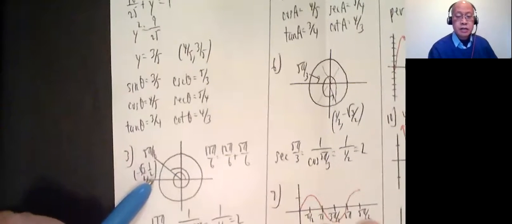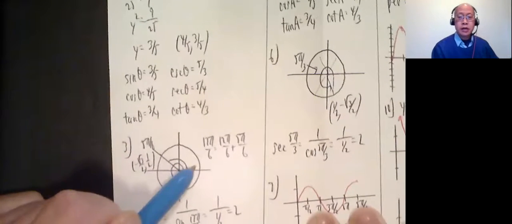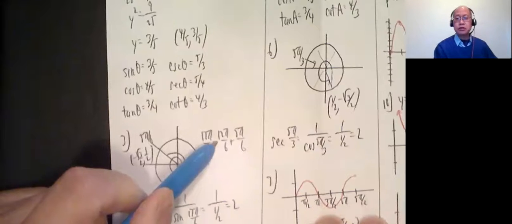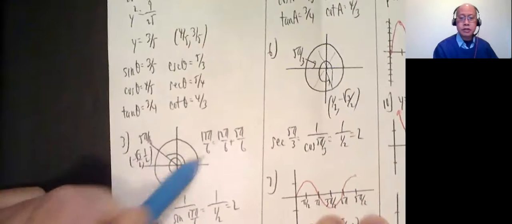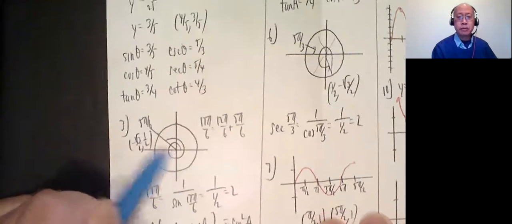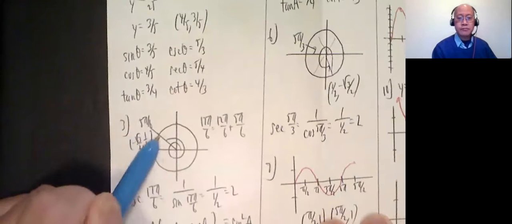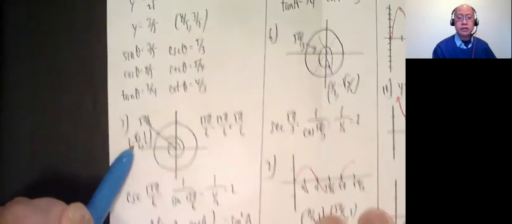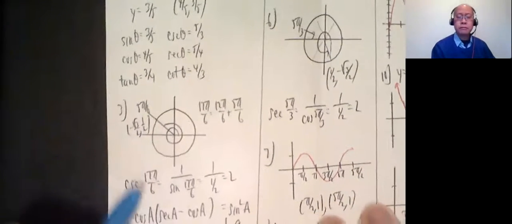Number 3, 17 pi over 6 is 12 pi over 6 plus 5 pi over 6. The reason why I say 12 pi over 6 is that's 2 pi. We'll go around the circle once and add another 5 pi over 6. So we land in the same spot, coterminal, with 5 pi over 6. That looks like the y coordinate is a half, which means the x coordinate is negative radical 3 over 2.